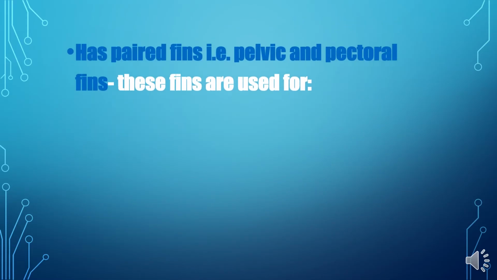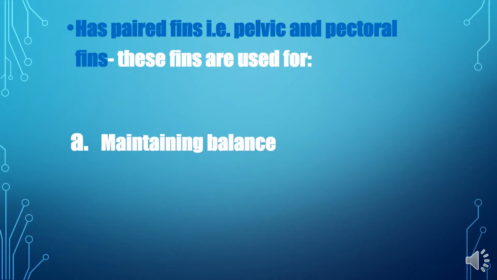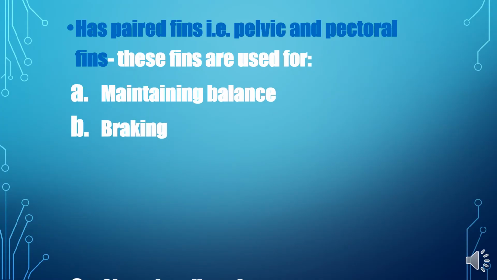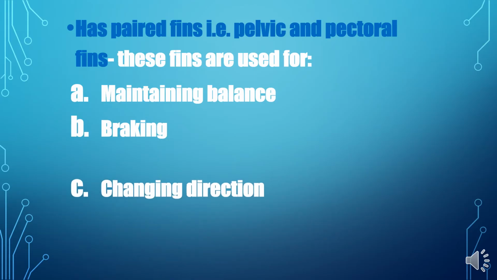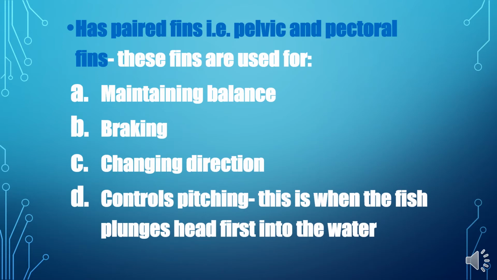The fish has paired fins, i.e. pelvic and pectoral fins. These fins are used for: 1. Maintaining balance, 2. Braking, 3. Changing direction, and 4. Controlling pitching. This is when the fish plunges head first into the water.